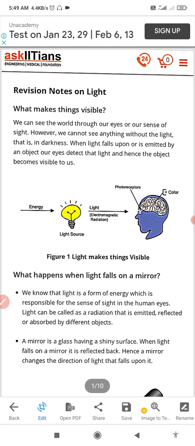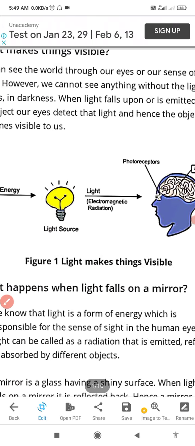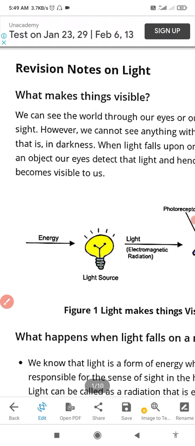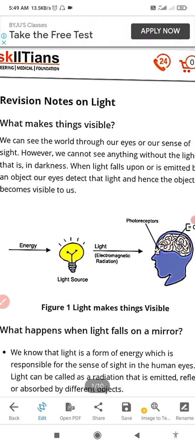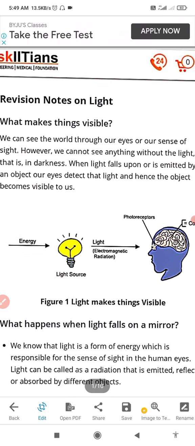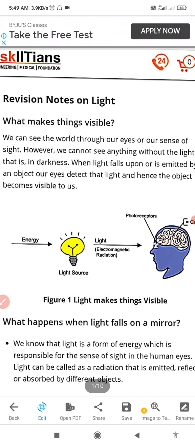Dear students, chapter 15 is Light, and in this chapter you will be able to learn so many sub-chapters. First of all, let us see what light is. How can you understand the concept of light? So see here.